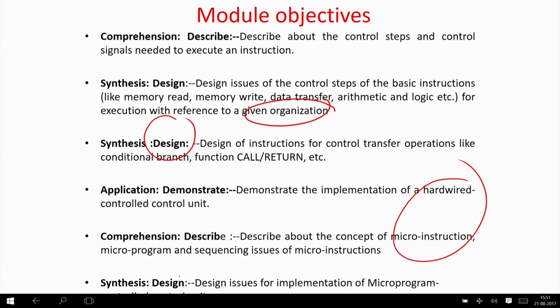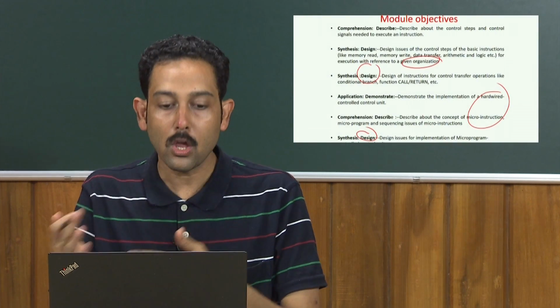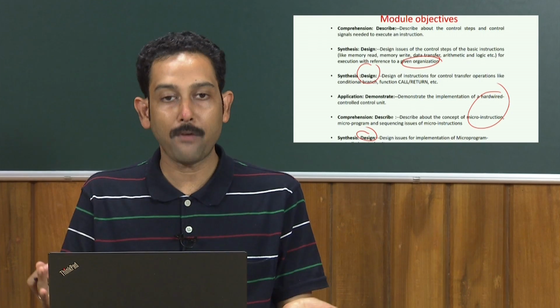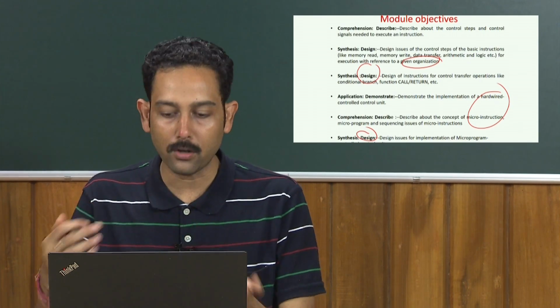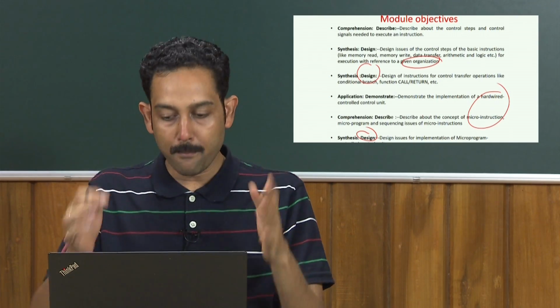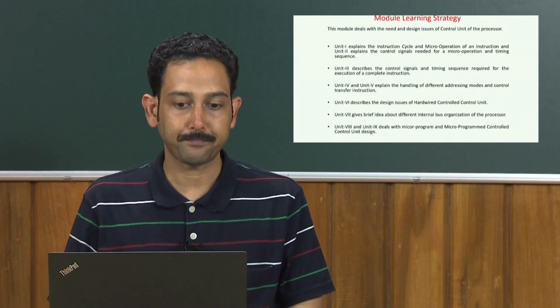And the last objective is again a design objective. So you design issues for implementation of the micro program as well as your hardware control unit. You will be able to design both, compare among them both and find out which is a more optimized implementation at any point of time. So this is actually the main module objectives.